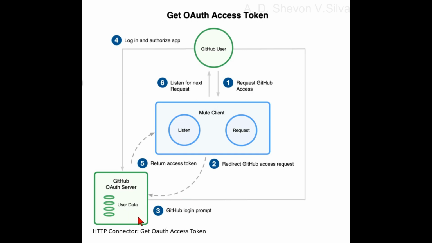OAuth server, GitHub login prompt here, and here the GitHub OAuth server is connected to Mule client via return access token, and Mule client is connected to GitHub user via listen for next request. GitHub user is connected to GitHub OAuth server via login and authorize app. Here is step 1 and step 2 and step 3 and step 4 and step 5 and step 6.